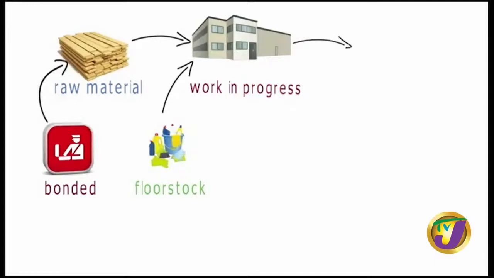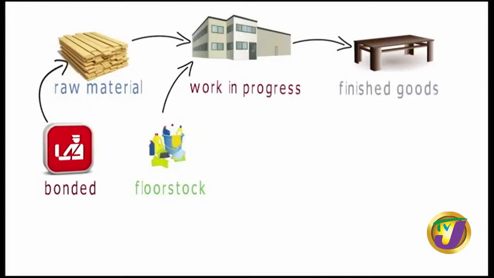Now that the table is finished, it is moved from the factory and stored in a warehouse waiting to be sold. Items ready to sell are referred to as finished goods inventory.